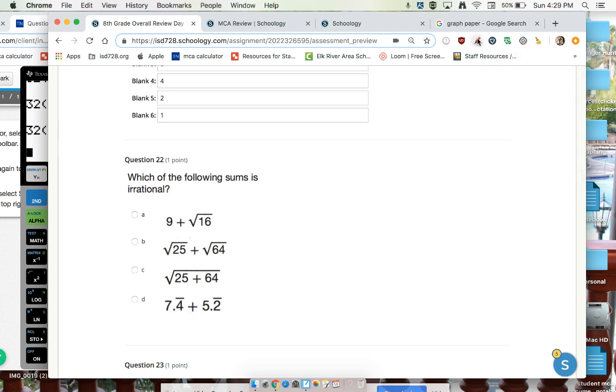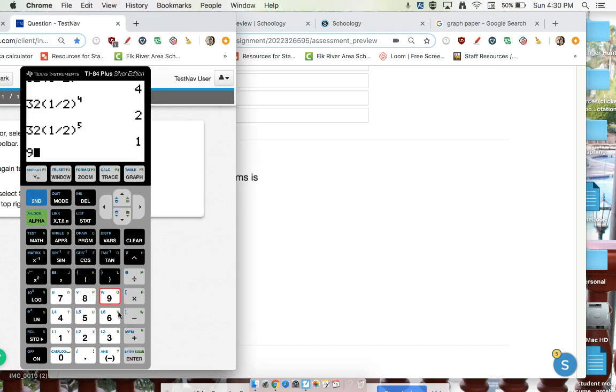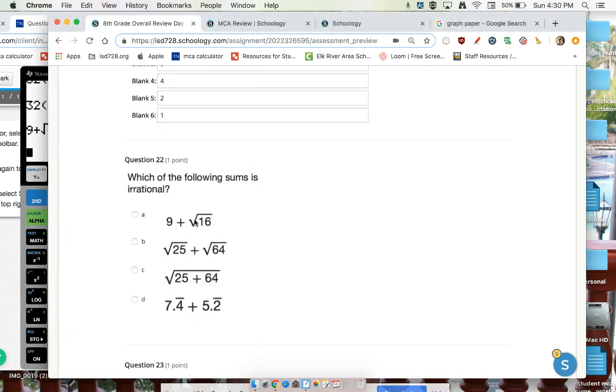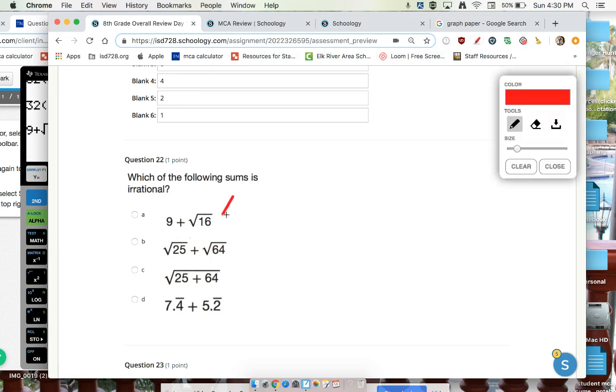7.4 repeating would be 4/9, so 7 and 4/9. 0.2 repeating would be 2/9, so 5 and 2/9. So I know right away this is rational because I have repeating decimals. Okay, now I'm going to do 9 plus the square root of 16. Hit enter. That's 13, so that's rational because it's perfect. Here, maybe I'll write an R. This is rational because it's repeating decimals.